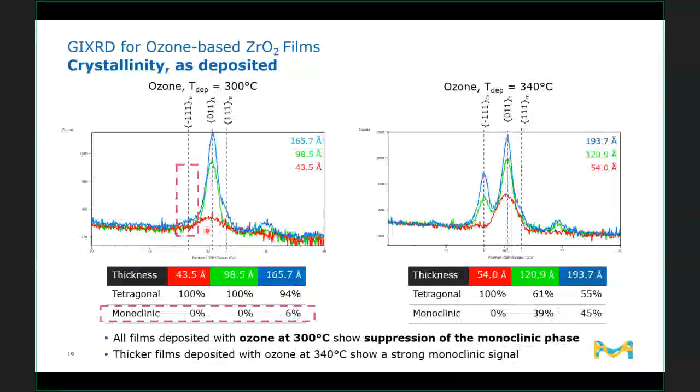And so this means that for zirconium oxide in particular, with a lower deposition temperature and with ozone as the co-reactant, we're actually able to effectively suppress the monoclinic phase. And that's exactly what we want to do if we want to investigate ferroelectric or high K behavior. And so this is a really interesting finding, and one that we use to guide the deposition of films that we did later in the study.